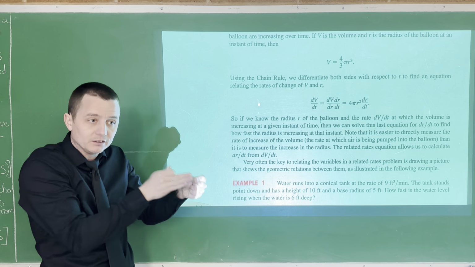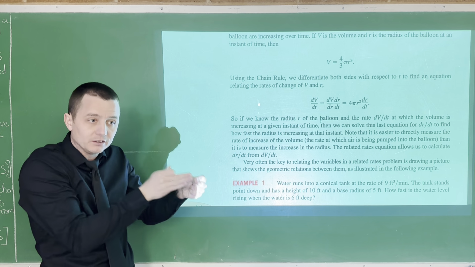So here's our first problem, and we're just going to write down information as we go. Water runs into a conical tank at the rate of 9 feet cubed per minute. Now, 9 feet cubed per minute, what is that? That is the rate at which the volume of the water is changing in my cone-shaped container, my cone-shaped tank.